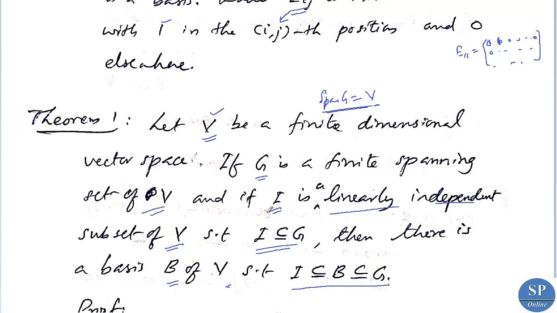And also we are given that I is any linearly independent subset of V such that I is a subset of G. Then there is a basis B of V such that I is a subset of B, which is a subset of G. That is, in between I and G, we can find a basis B for this vector space V. Now we can try to prove this.